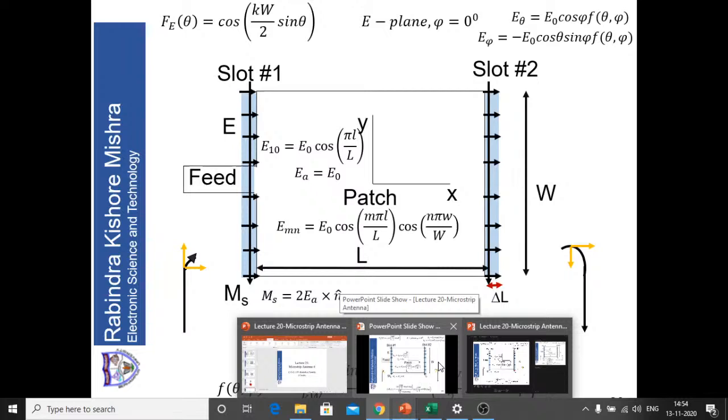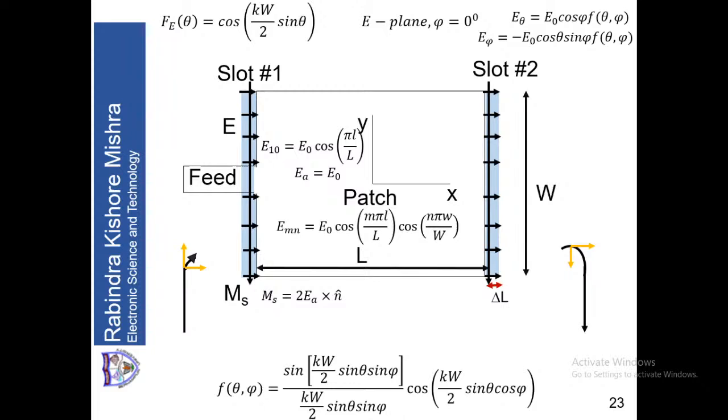And then for the H plane, phi is equal to 90 degrees. So put phi equal to 90 degrees and you will get Fh is equal to cos theta sin(kW/2 sin theta) upon (kW/2 sin theta). So these are the two radiation patterns or radiation fields in the two principal planes.